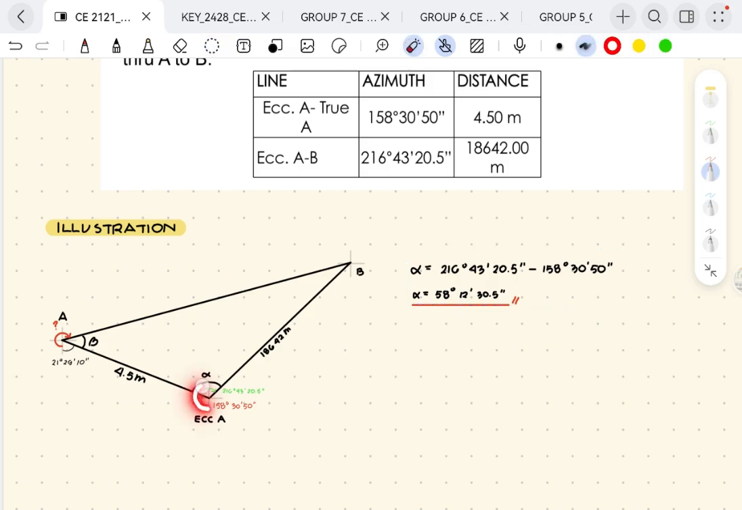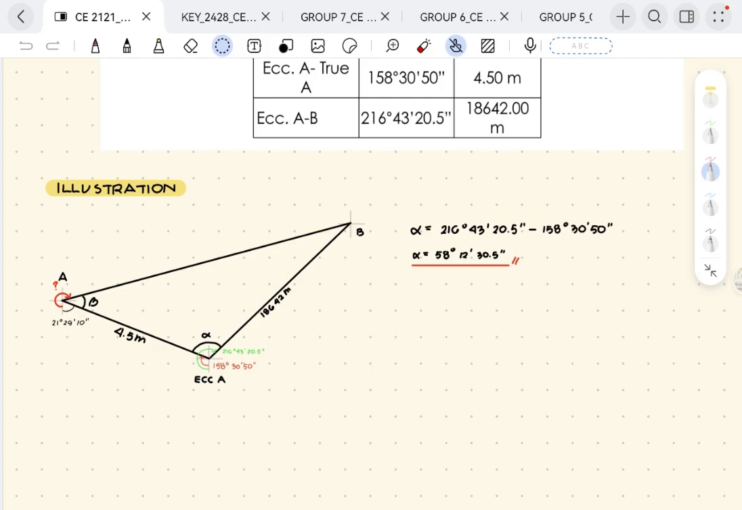So here, in order to get the interior angle, which is this one, we have to subtract or omit this angle. So that would be equal to 58 degrees, 12 minutes, and 30.5 seconds. After solving for the interior angle alpha, I would like to solve now the distance from A to B.